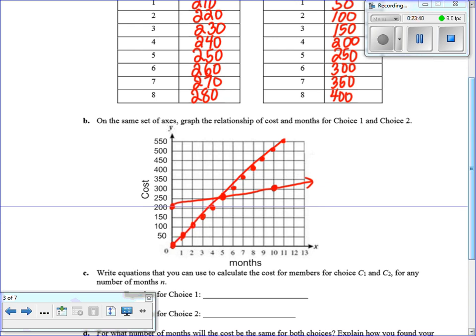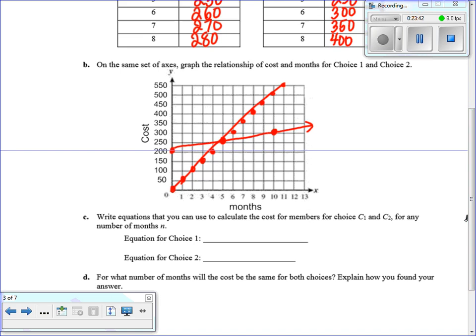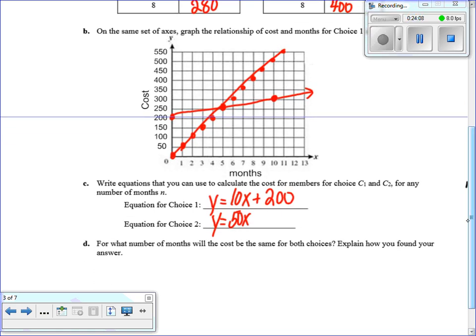So this first one, for choice 1, we have a y-intercept, an initial amount of 200, and we have an increase of, not 50, of $10 per month. So this first equation would be 10x plus 200. The second one is direct variation because it does not have an initial fee, but you're paying a rate of $50 per month. Now it says, for what number of months will the cost for both be the same for both choices? And what we see is that the cost is the same at month 5.